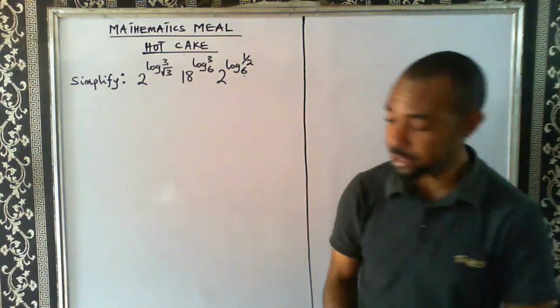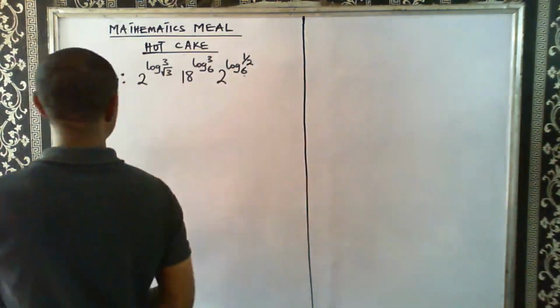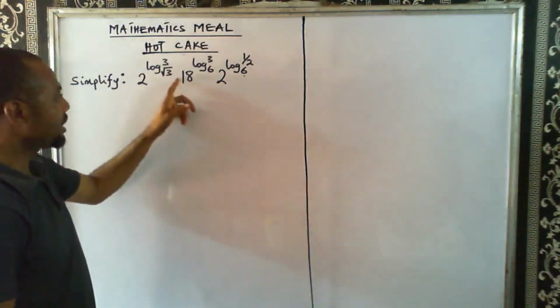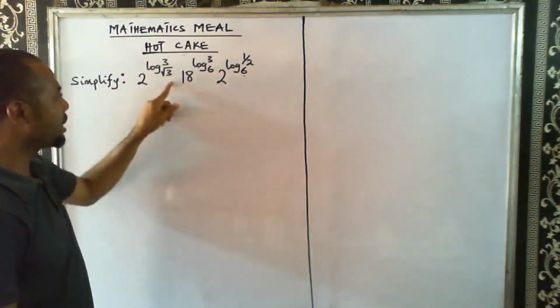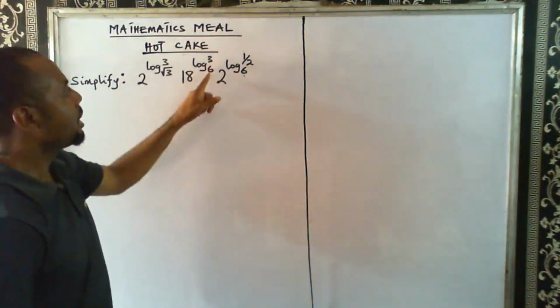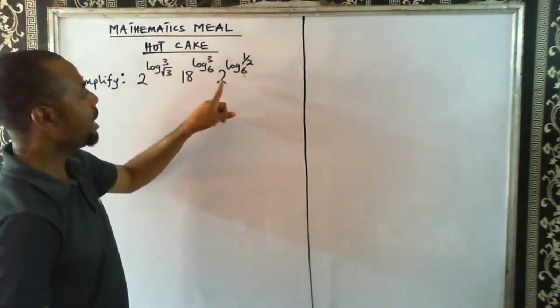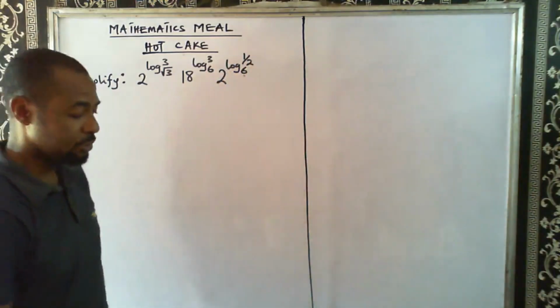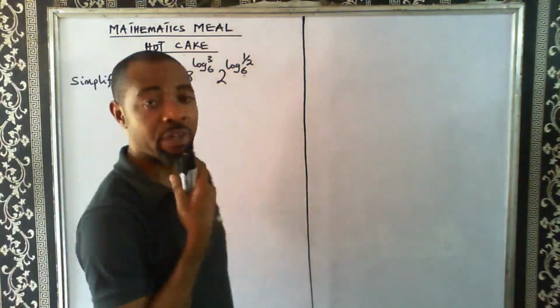Now we have a question. We are asked to simplify 2 raised to power log 3 in base square root of 3, times 18 raised to power log 3 in base 6, times 2 raised to power log 1 over 2 in base 6 also. So we are asked to simplify this.